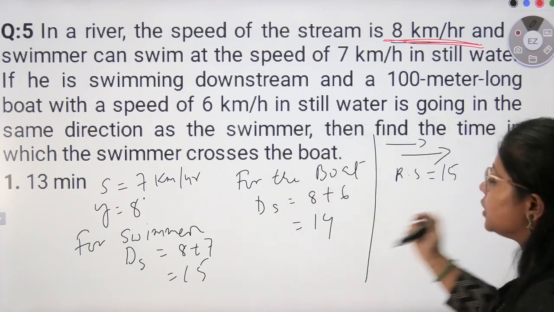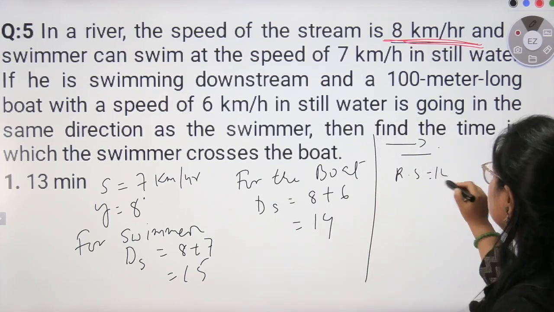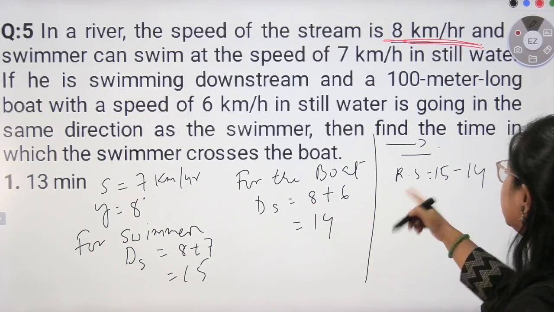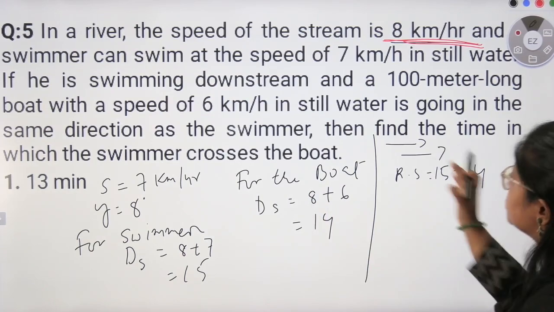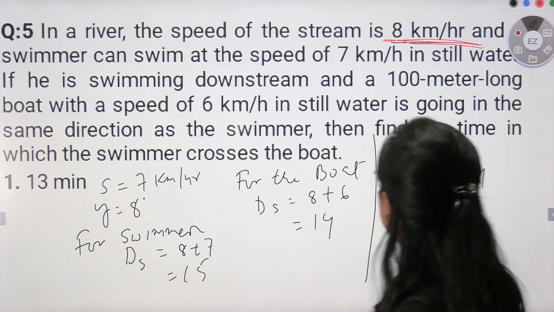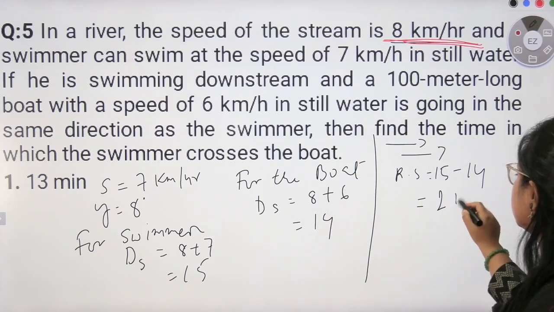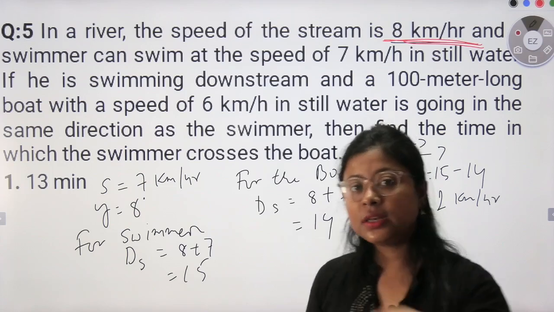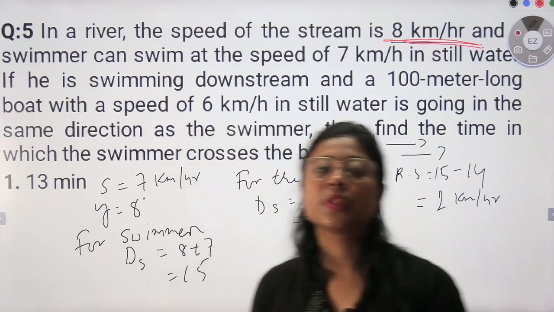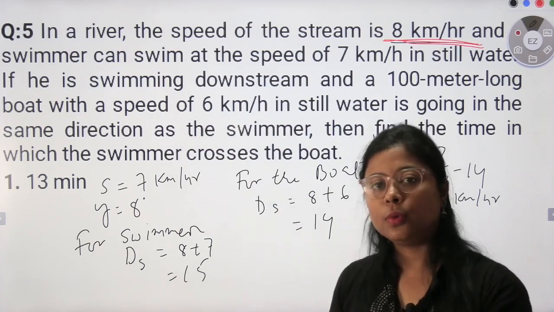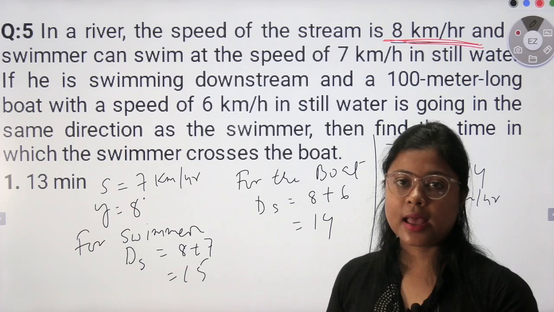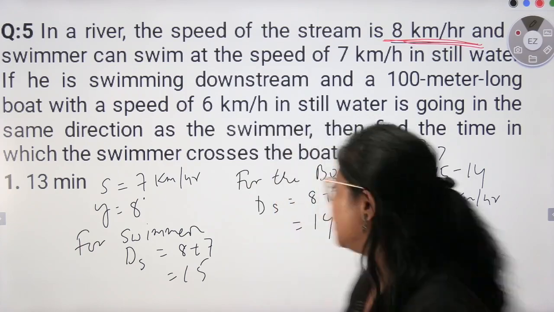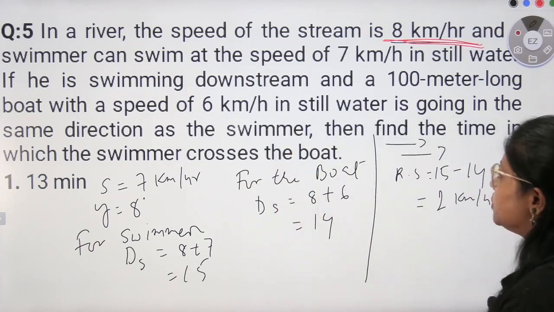Here the downstream speed for the swimmer is 15 and the downstream speed of the boat was 14. So the relative speed between the swimmer and the boat will be 15 minus 14, that means 1 km per hour. So this is one concept: when two boats travel in the same direction, their relative speeds get subtracted, and when two boats move in opposite directions, their relative speed will get added. So from here the relative speed is 1 km per hour.